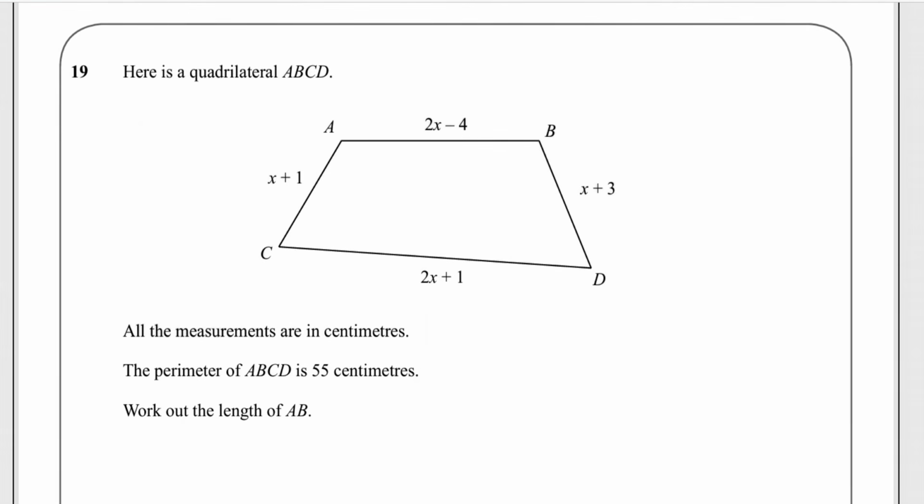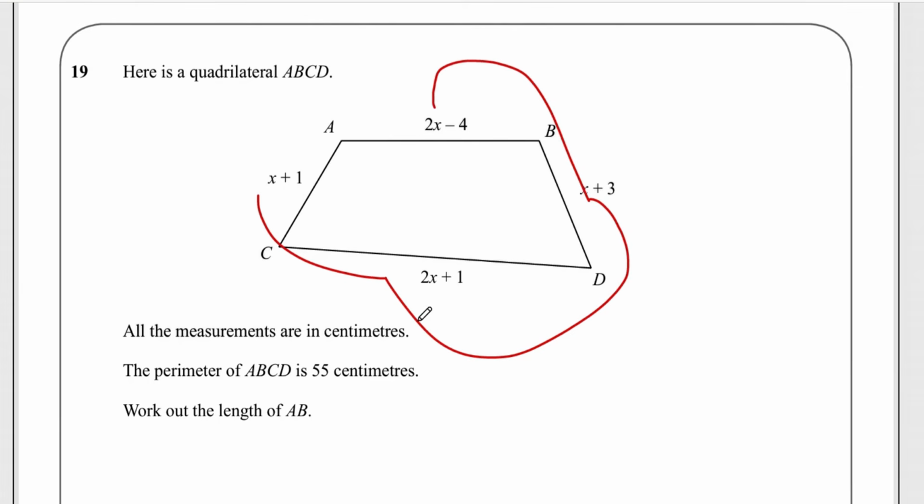Then we look at this. The perimeter is 55. So perimeter means you add around the shape. So add all the x, then add the numbers. x plus 2x plus x plus 2x. So x plus 2x is 3x. 3x plus x is 4x. 4x plus another 2x is 6x. So you have 6x for the x.